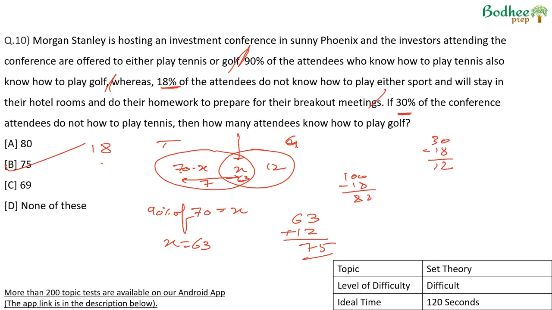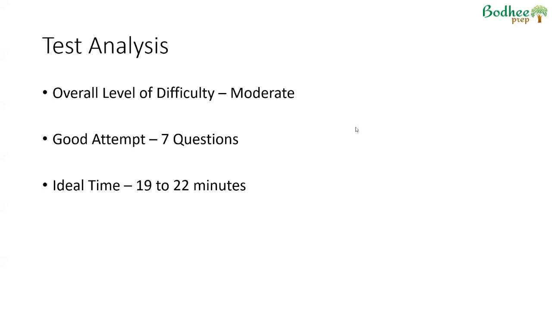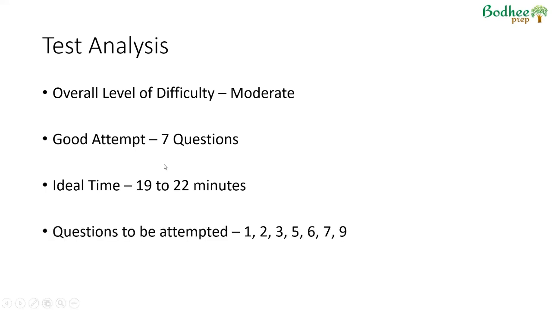So attempt time will not be high because the numbers are easy, but it could be something that could get us confused. Therefore, if you look at the overall test, overall moderate question set, looking for about 7 questions in 22 minutes. My 7 questions out of the 10 that we solved would be 1, 2, 3, 5, 6, 7, 9. Which are these?